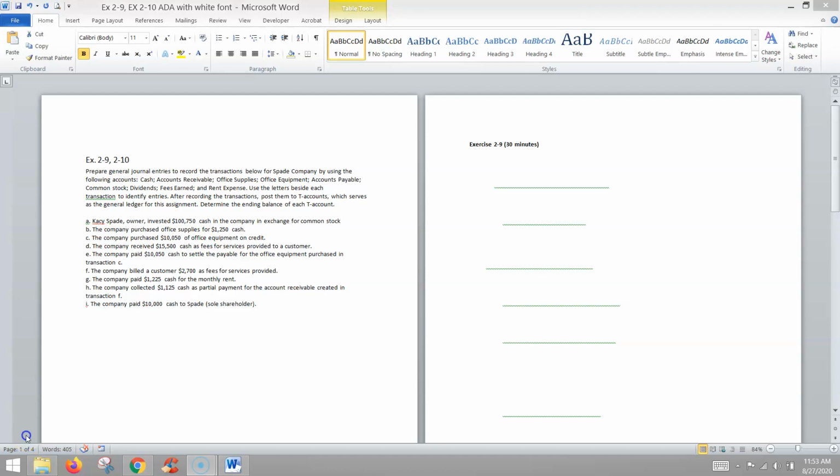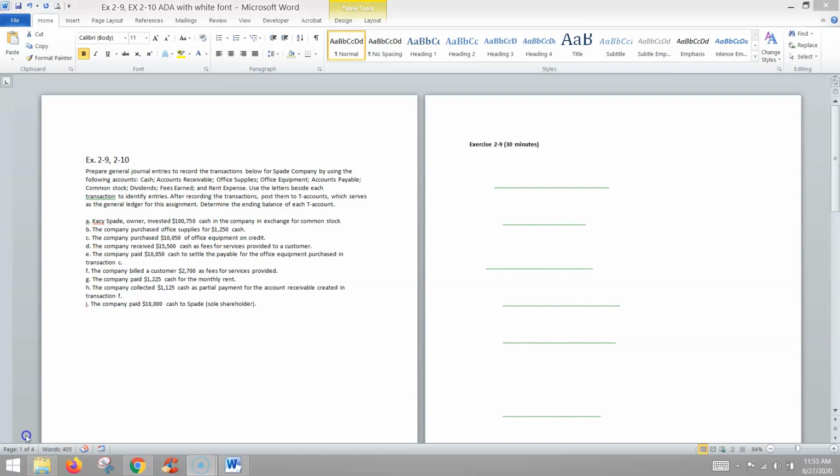Hi, we're going to work through exercise 2-9 and 2-10. So we're to prepare general journal entries to record the transactions below for Spade Company by using the following accounts. So our chart of accounts includes cash, accounts receivable, office supplies, office equipment, accounts payable, common stock, dividends, fees earned, which is our revenue account, and rent expense.